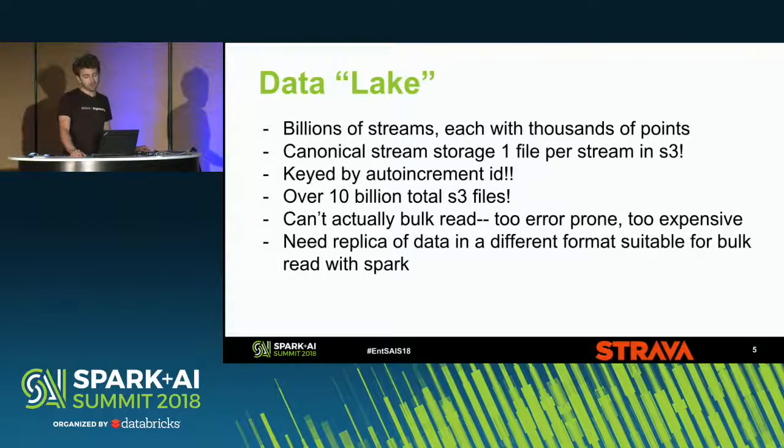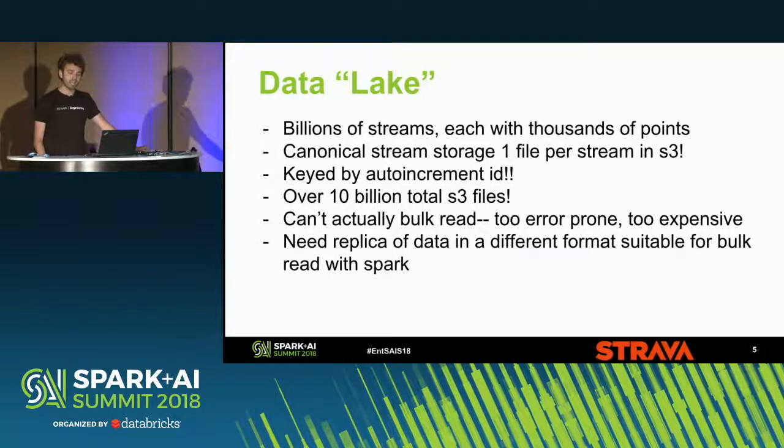How we store this stream data for production usage is in a legacy format where each stream is a single file in S3. So we have about 10 billion files. And moreover, we use auto-increment IDs to key these files. If you've ever used S3, you'll know that those are really bad patterns. And it makes it basically impossible to do any sort of bulk analytics on this data set.